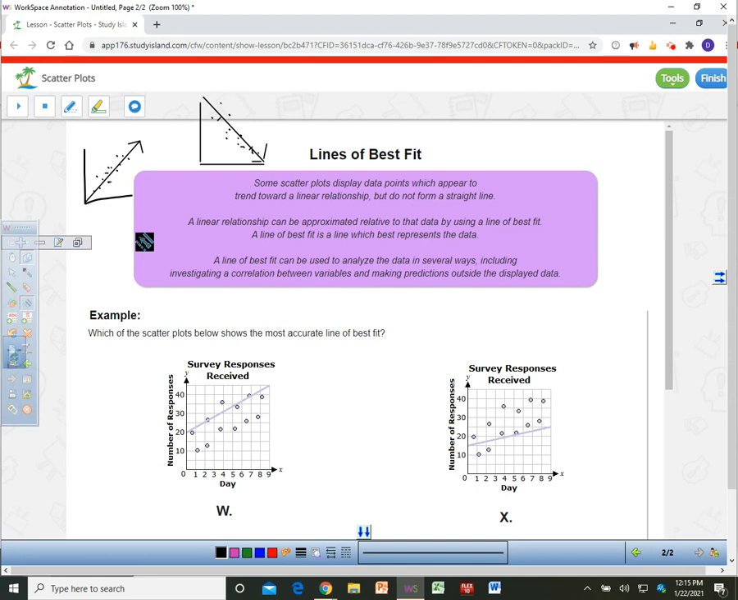A line of best fit represents all the data. A line of best fit can be used to analyze the data in several ways, including investigating a correlation between variables and making predictions outside the displayed data. So on a problem like this, they want you to say which of the scatter plots below shows the most accurate line of best fit.